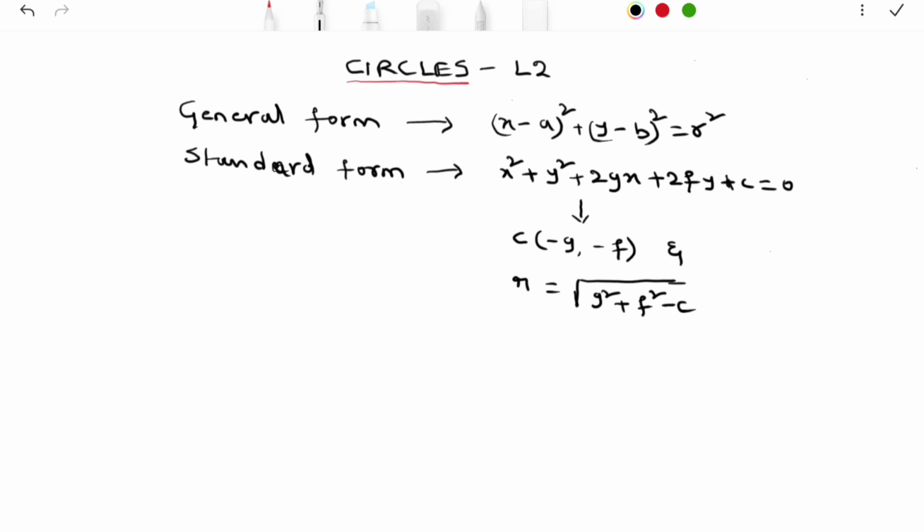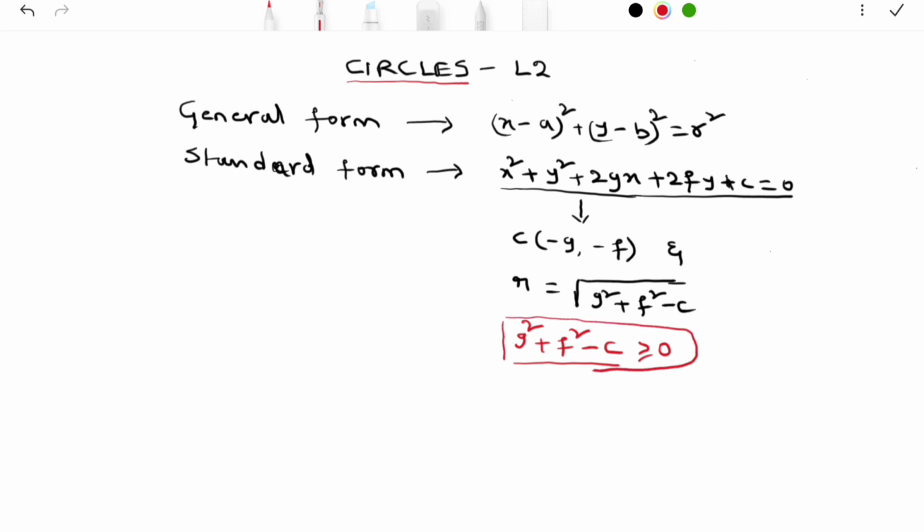You know, under the root it must always be positive or 0. So for the standard form to represent a circle, the first condition will be g square plus f square minus c must be greater than or equal to 0, right? This is the first condition. So this condition must be satisfied.